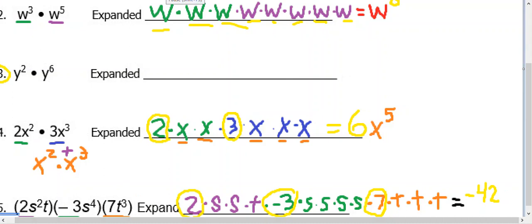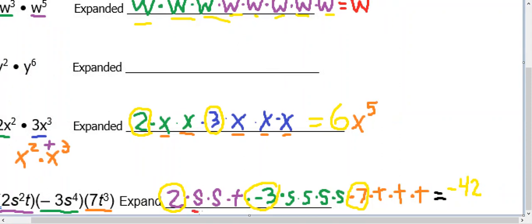Next, I'm going to figure out how many of my variables I have. So I have s times s, so I can figure out how many s's I have total. I see I have 1, 2, 3, 4, 5, 6 s's. So it'd be negative 42 s to the 6th power. And then I can do the same thing for my t's. How many t's do I have? I have 1, 2, 3, 4. So that'd be t to the 4th power.